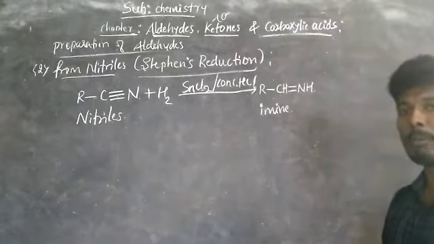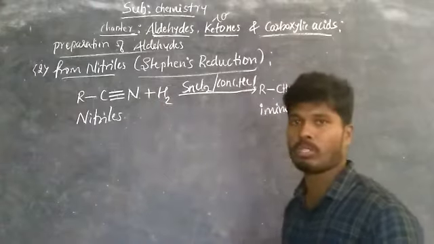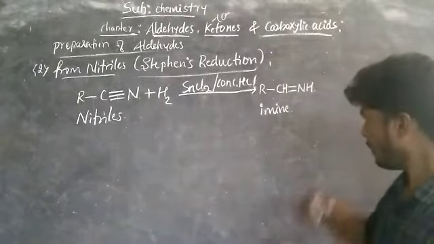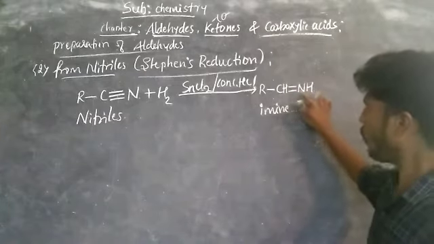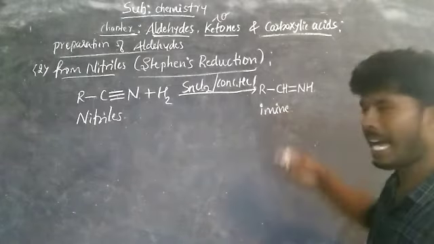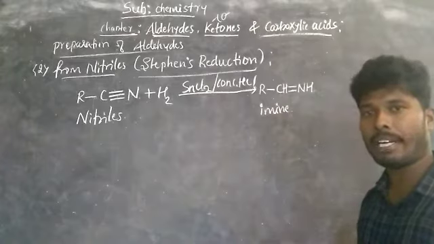Carbon nitrogen double bond, we call imine. Carbon nitrogen triple bond, sorry, we call nitriles. Now wherever you see a carbon nitrogen double bond compound, that is an imine compound, which on acid hydrolysis you get carbonyl compounds, that is aldehydes only.